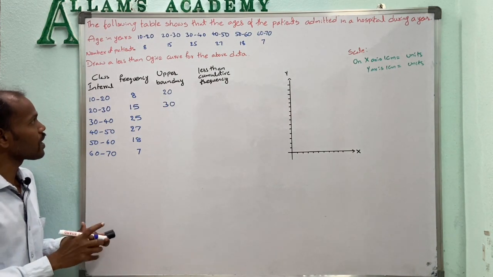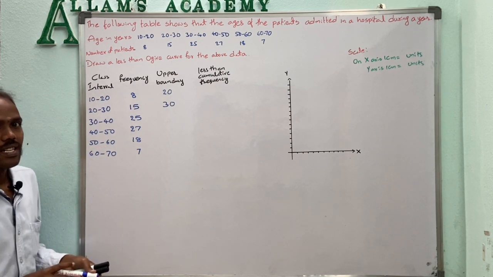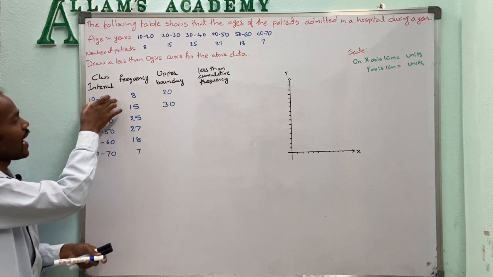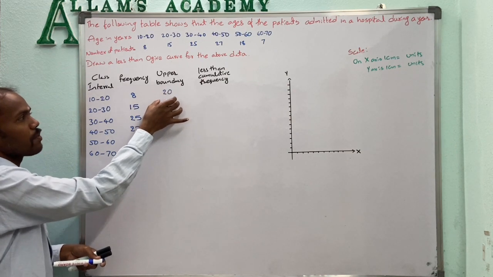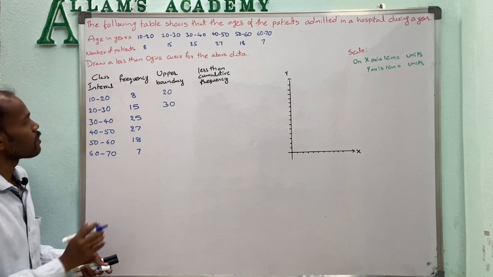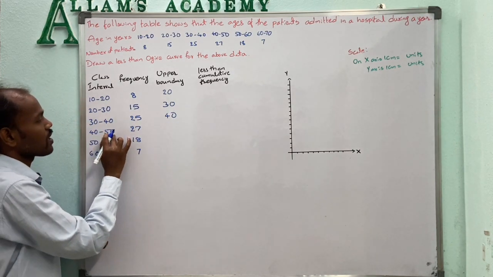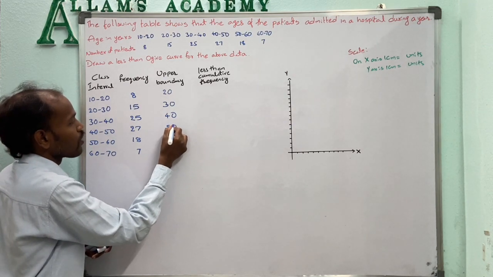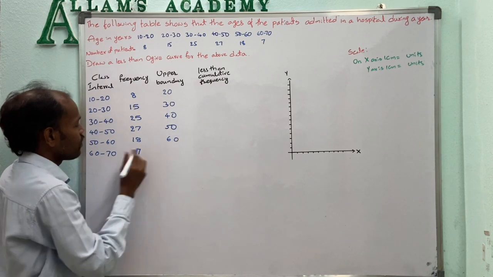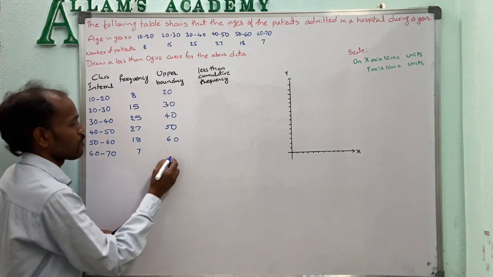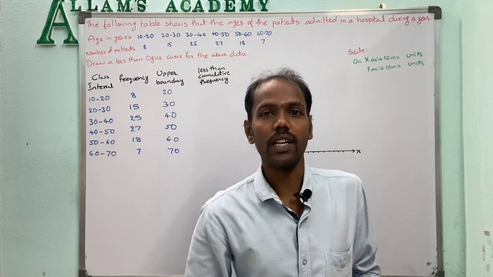Now if we observe these class intervals, the class height is nothing but 10. So the difference between boundaries also comes to 10. That means the next class interval's boundary is nothing but 40. For 40 to 50, the upper boundary is 50. For 50 to 60, the upper boundary is 60. For 60 to 70, the upper boundary is 70. Okay.